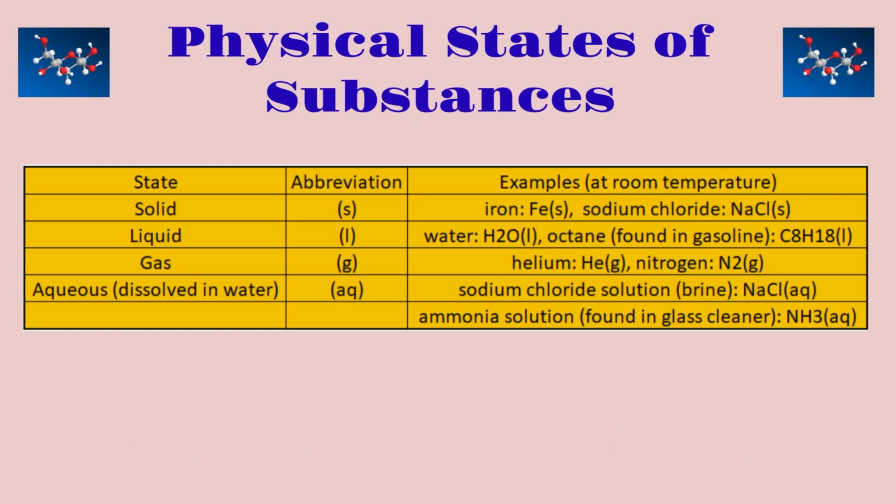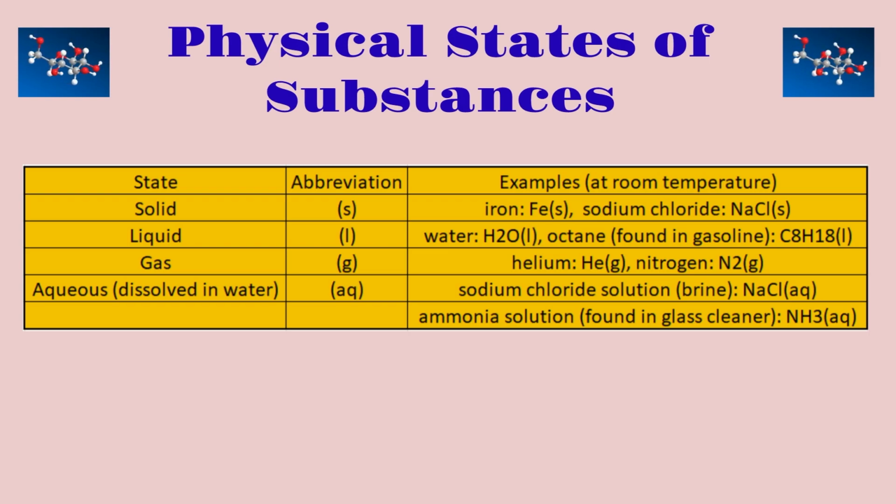So the first thing that we're going to talk about is the physical state of substances. All substances can be categorized in these 4 different states. For the first one, we have solid, and the abbreviation is just S. The second one, we have liquid, and the abbreviation is just L. For the third one, we have a gas, which the abbreviation is G. And for the last one, we have aqueous, and the abbreviation is AQ.